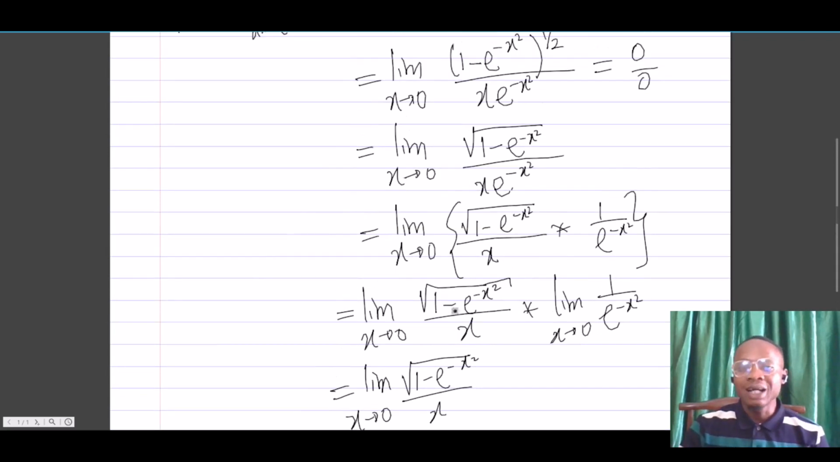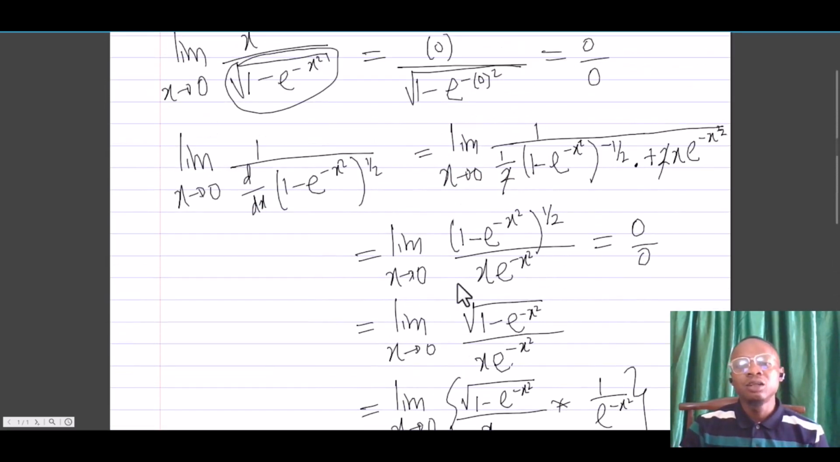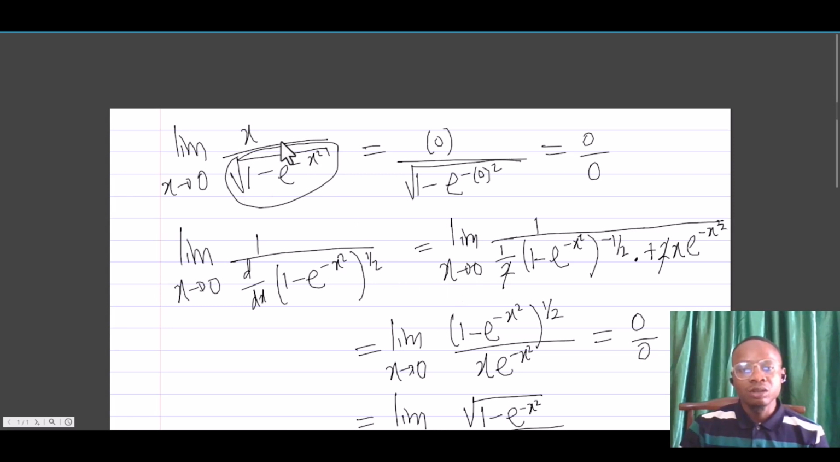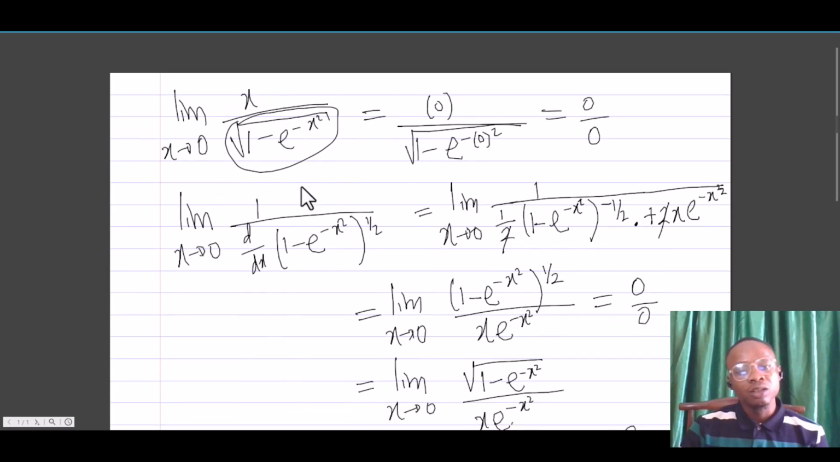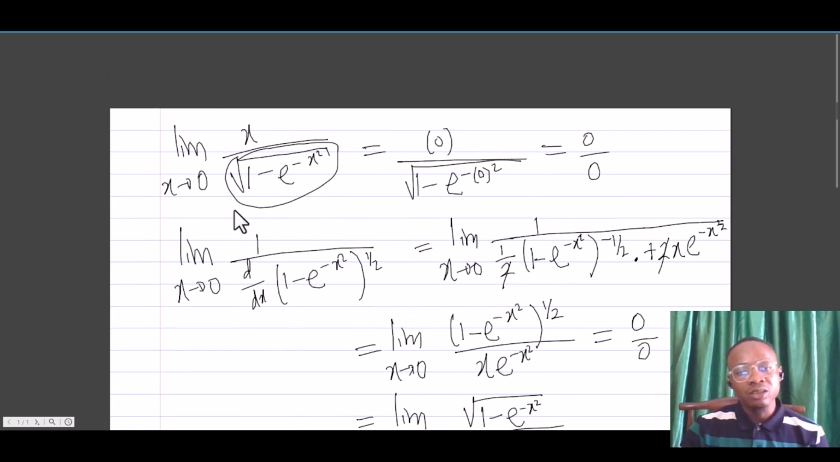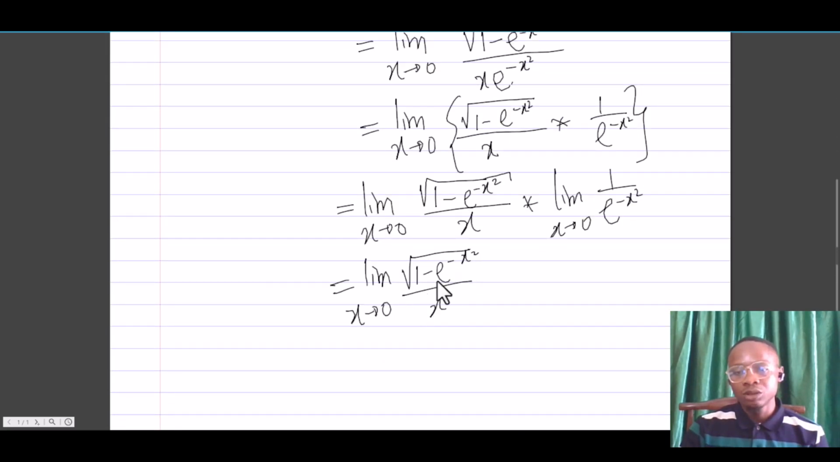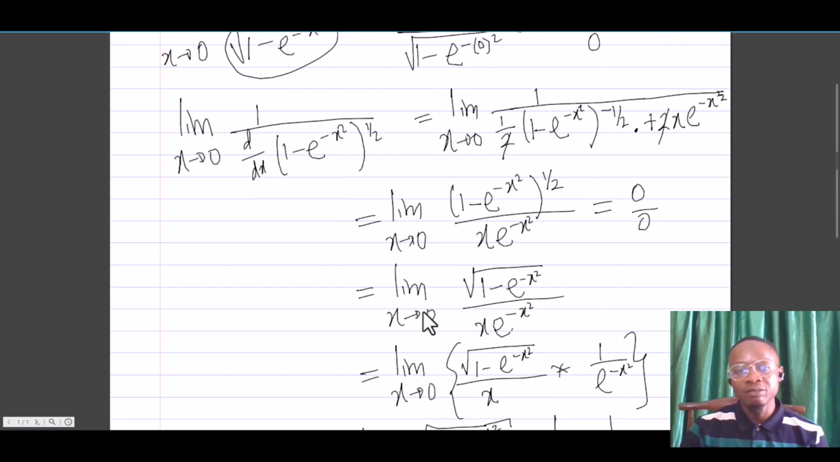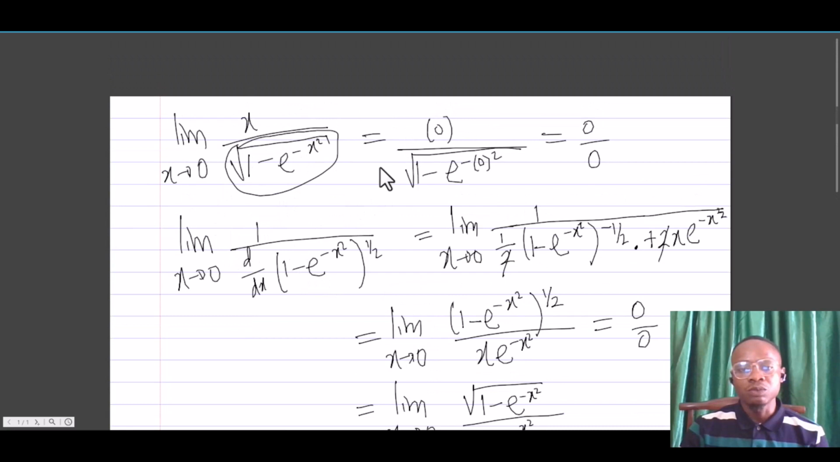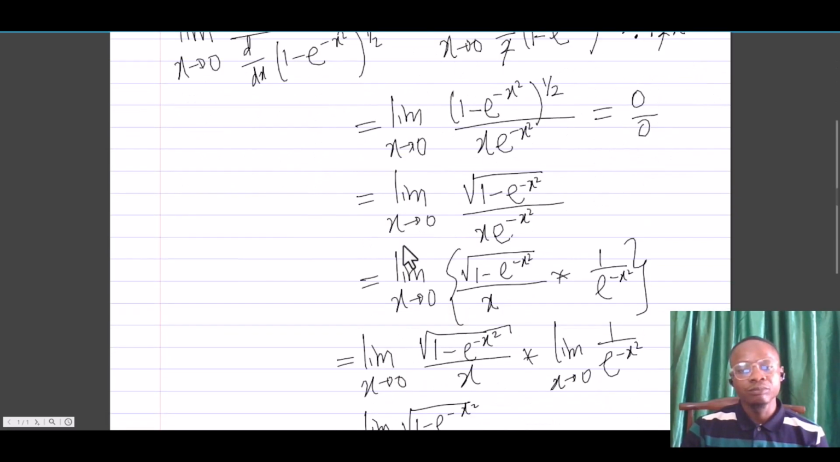So you will see that by applying L'Hopital's rule, we have gotten the inverse of what we had here. We started out with x divided by root of 1 minus e to the power minus x squared. Now we have root of 1 minus e to the power minus x squared divided by x. So we have the inverse of what we started out with.